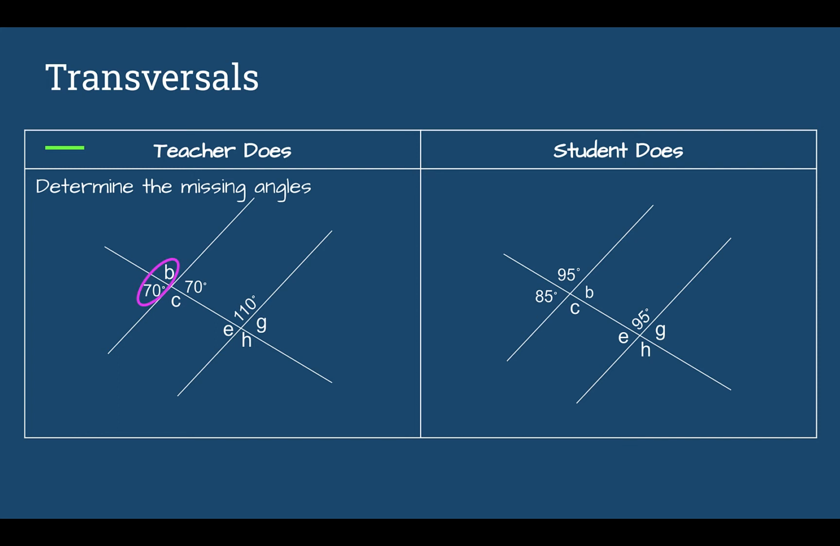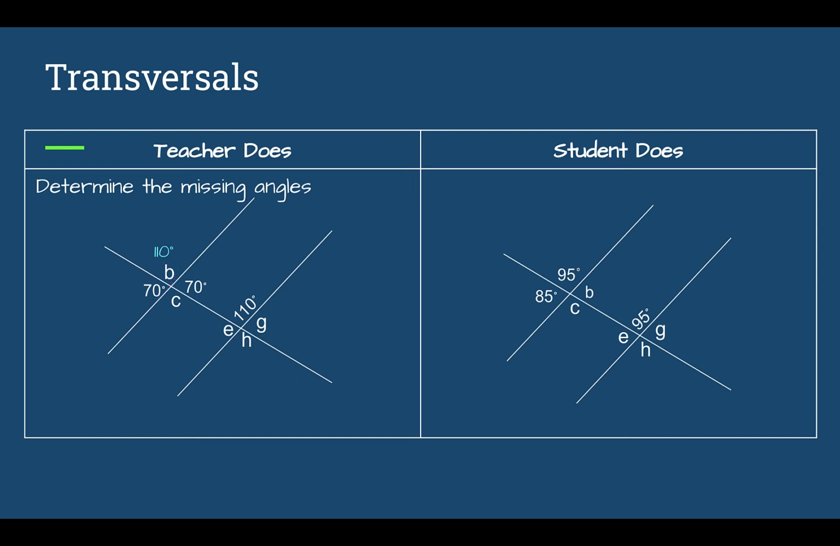So I'm going to start with angles B and 70. I can see those are adjacent, and because they're adjacent, they're going to add up to 180 degrees. So angle B must be 110. That way 110 plus 70 is equal to 180.